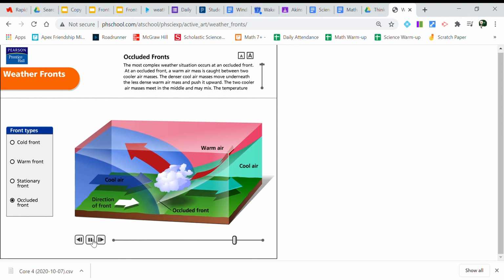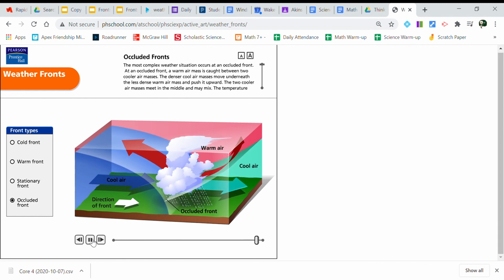So again, that warmer air rising, as it cools off, condensation occurs. It's going to create the clouds. It's going to give us precipitation. But again, it's going to be fairly light precipitation. It's not going to be the heavy storms that we would typically get with a cold front.